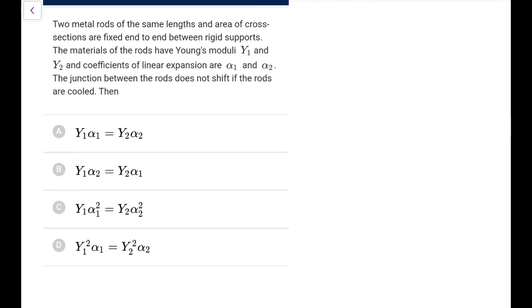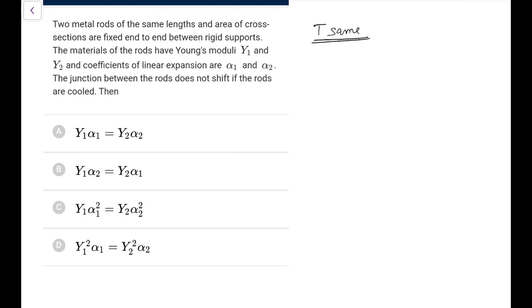Now next, two metal rods of the same length and area of cross section are fixed end to end between rigid supports. The materials of the rods have Young's modulus Y1 and Y2, and coefficients of linear expansion α1 and α2. The junction between the rods doesn't shift if the rods are cooled. So the junction is not at all shifting. That means you can assume that the stresses must be the same, the tensions must be the same. Then only it would be balanced. Otherwise, if there were a slight difference initially, one would be compressed a little more.